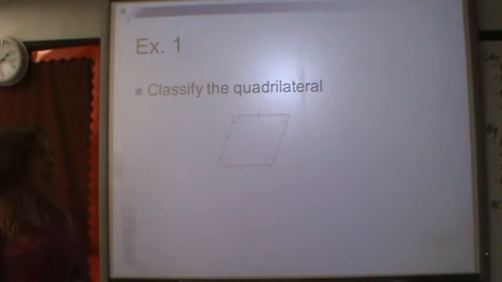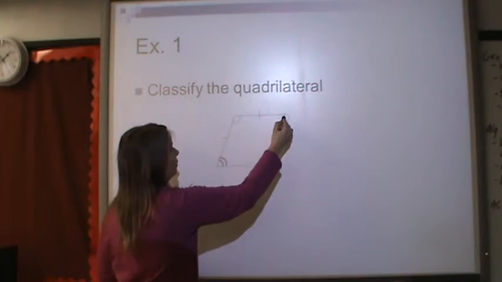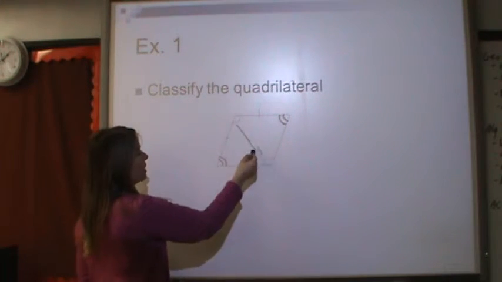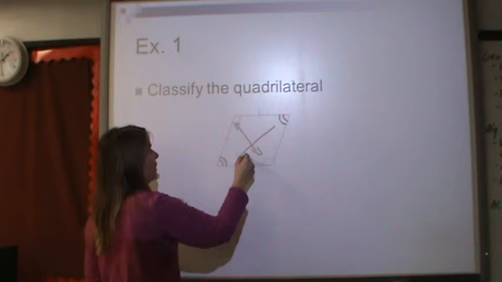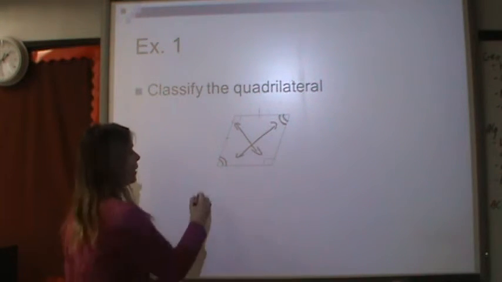Now we want to take a look at a few examples here. We want to classify this quadrilateral, so we have to look at what's marked. These are supposed to be marking that my angles here are congruent. I see those angles are congruent and these angles are congruent. That tells me opposite angles are congruent, which makes it a parallelogram.